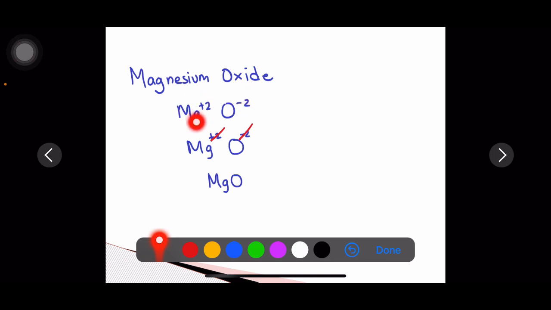Magnesium oxide. Magnesium is from group 2 and oxygen is from group 6. So when it is a part of a compound, it is called oxide. Similarly, chlorine will make chloride, bromine will make bromide. So all these halogens will be changed into halide. Mg plus 2, O minus 2, the charges are equal, so they will be cancelled out. It will become MgO.